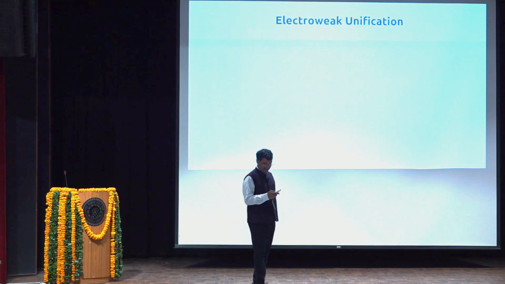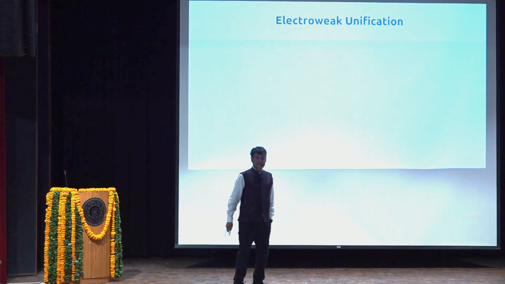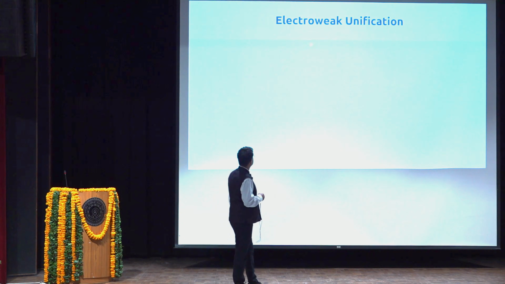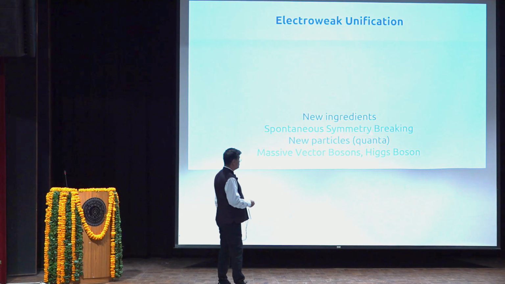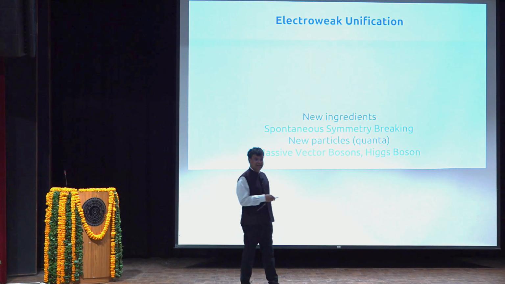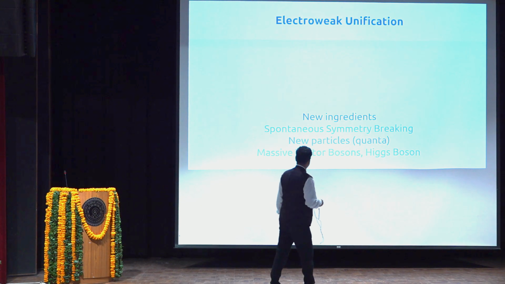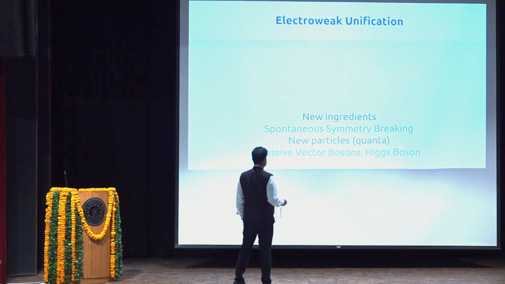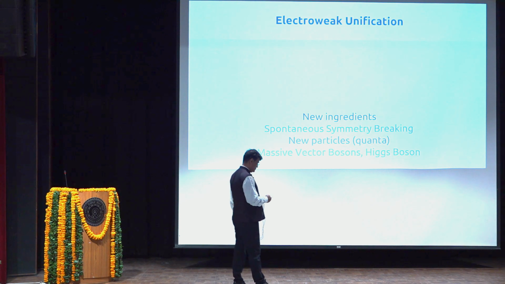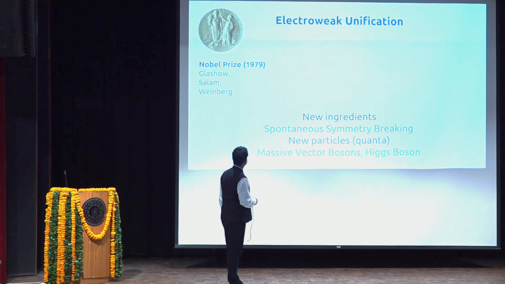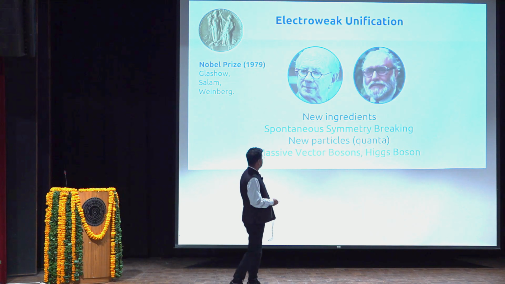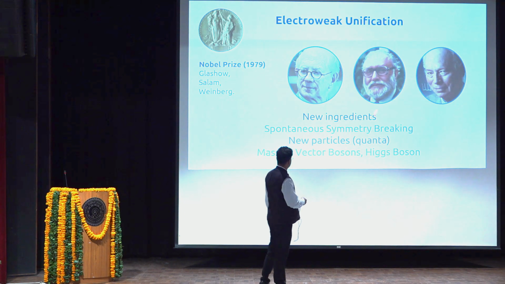Think for yourself. So he actually succeeded, and together with others, electroweak unification. And there were many new ingredients, you must have heard about them in popular reading, spontaneous symmetry breaking, I won't describe them. New particles like the Higgs boson, the massive vector boson. And this is what led to the 1979 Nobel Prize of Glashow, Salam and Weinberg. And this is Abdus Salam.